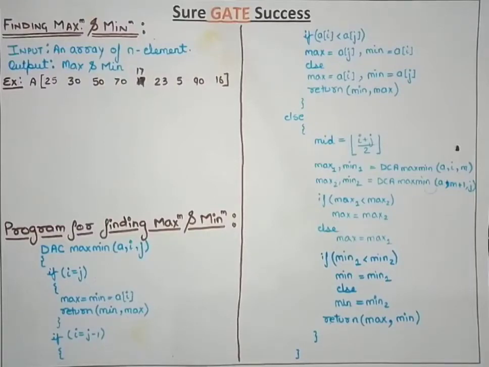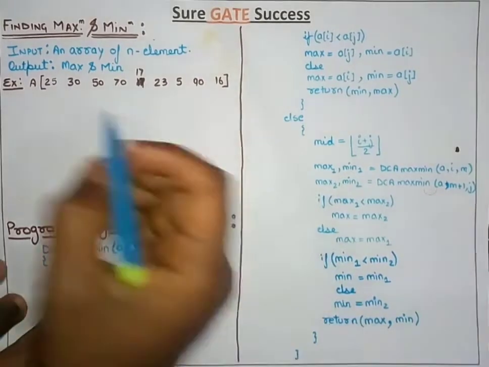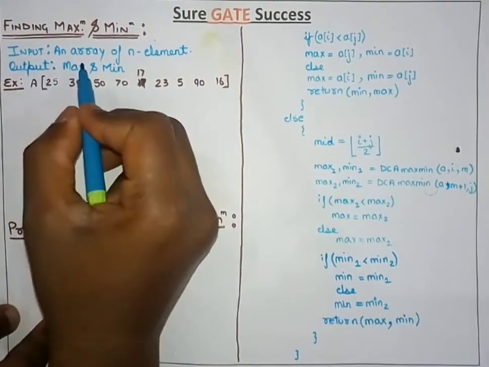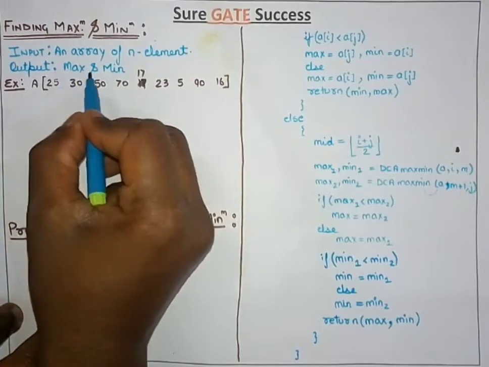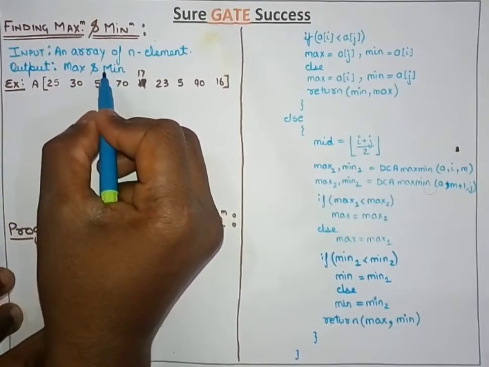So as we have started the divide and conquer chapter, the first application in this chapter is finding maximum and minimum. For finding maximum and minimum, what we require is an array of elements, because we need some elements to find the maximum and minimum. So what we need as input is an array of elements, and what we will produce as output is the maximum and minimum number in the array.